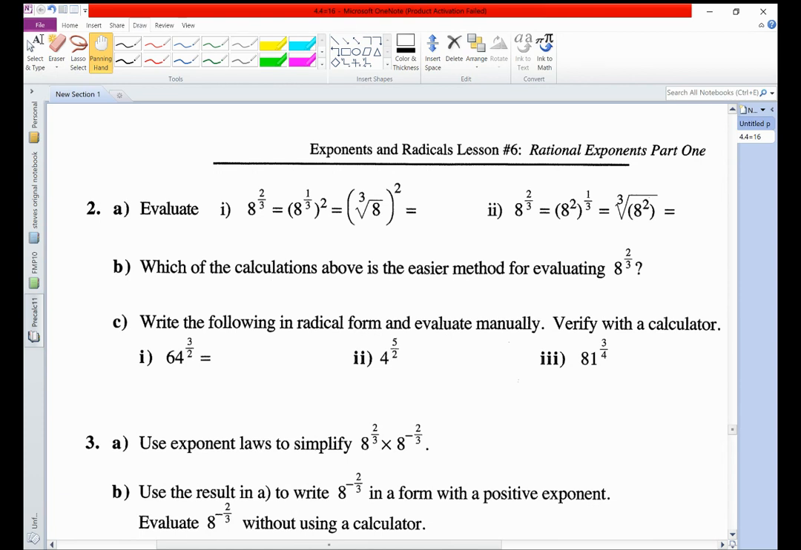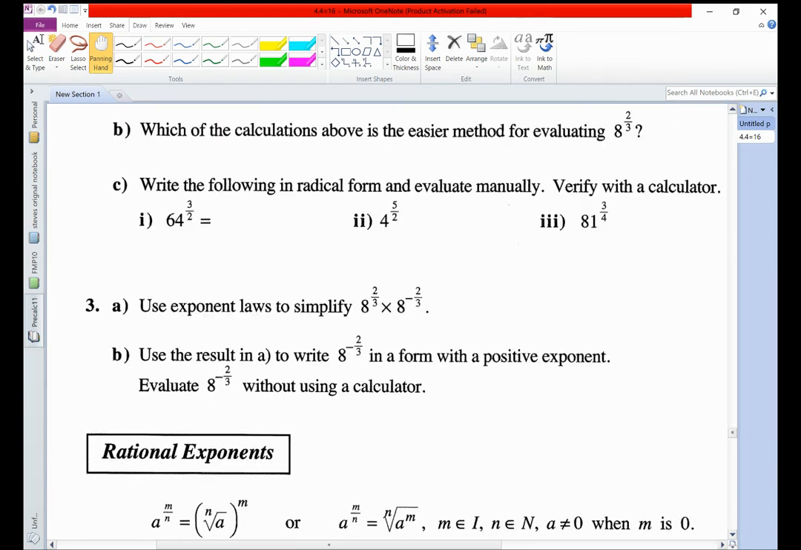It says here, evaluate. We're going to just skip that, actually. We're going to do some examples, sorry. So it says write the following in radical form and evaluate. So what we can do is evaluate manually. I think it means without a calculator, and then we're going to verify with the calculator. Either way, you'll be fine. If you do it with or without the calculator, I'm going to be happy.